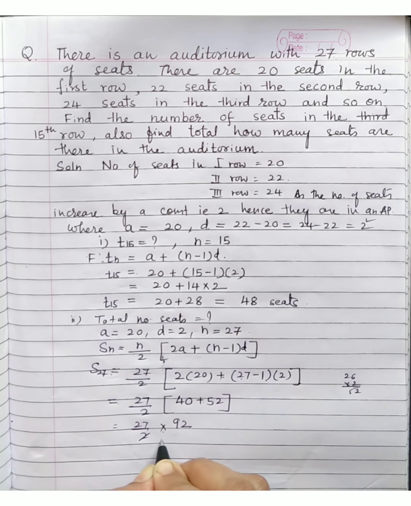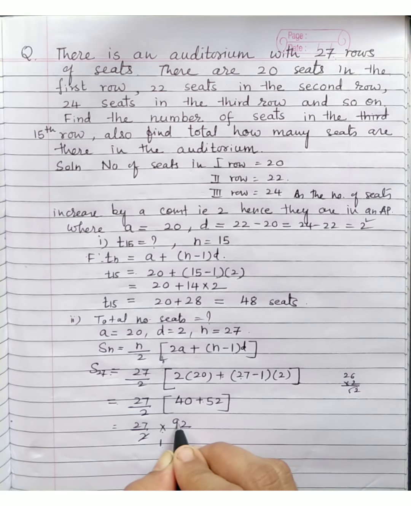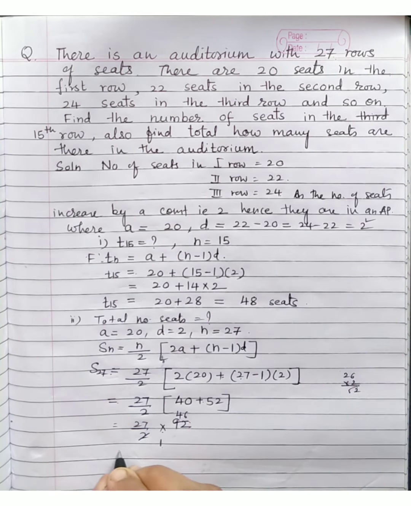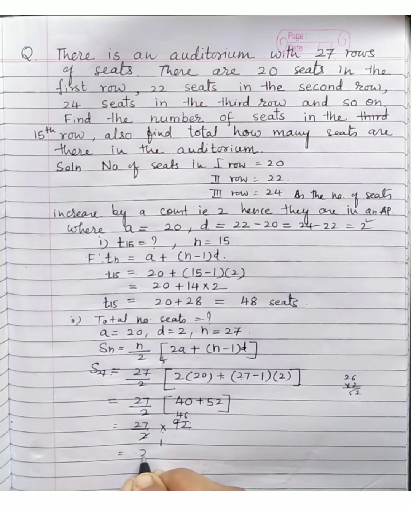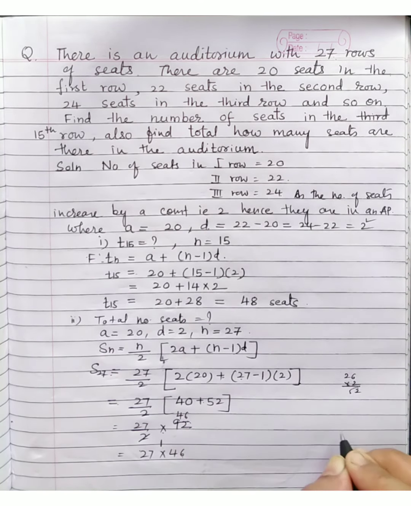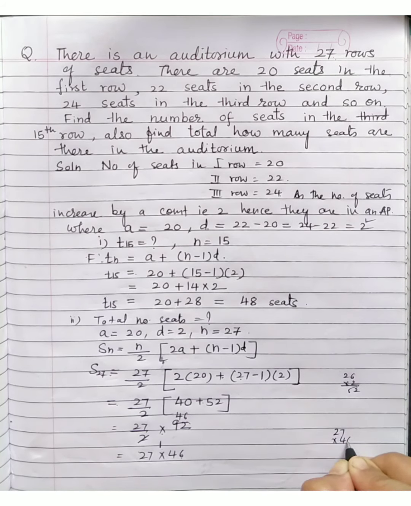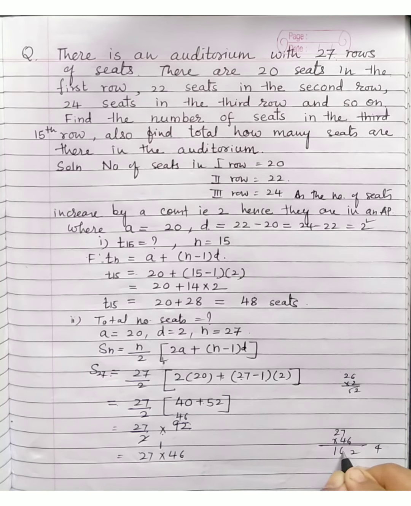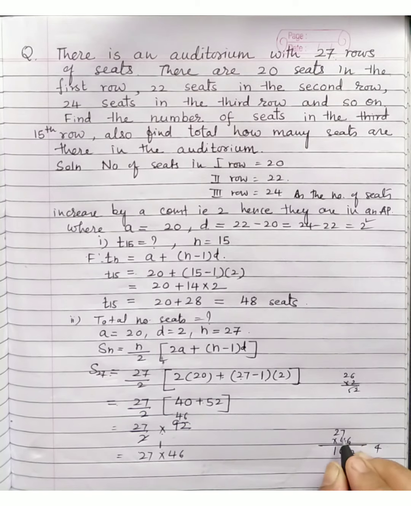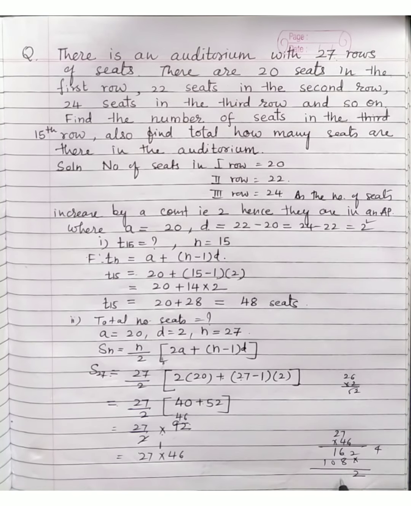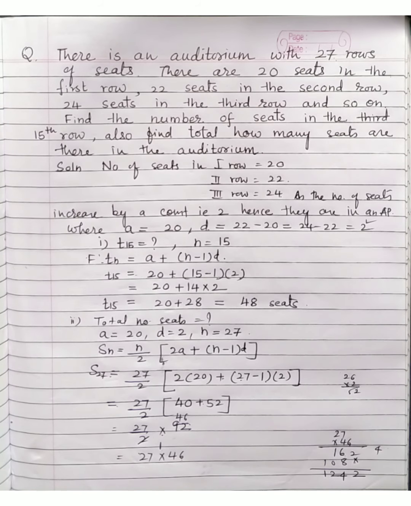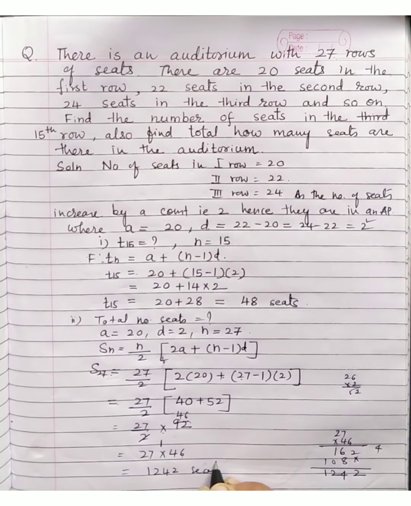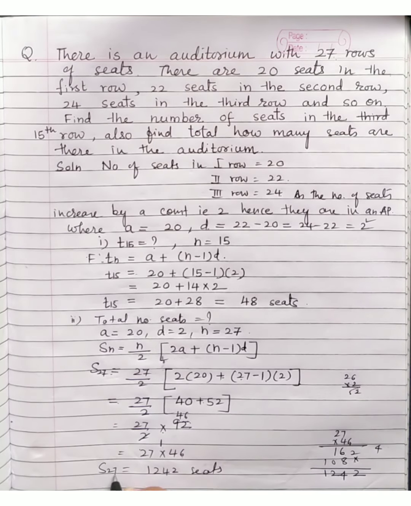So on multiplying, what will you be doing here? 2 ones are 2, and 2 4s are 46. So 27 multiplied by 46. Multiply 27 by 46. Answer is 1242 seats. This is what? S27.